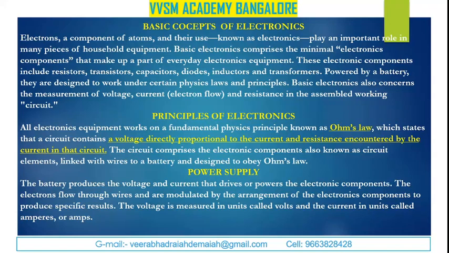Power supply. The battery produces the voltage and current that drives the electronic components. The electrons flow through wires and are modulated by the arrangement of electronic components to produce specific results. The voltage is measured in units called volts, and the current in units called amperes or amps.